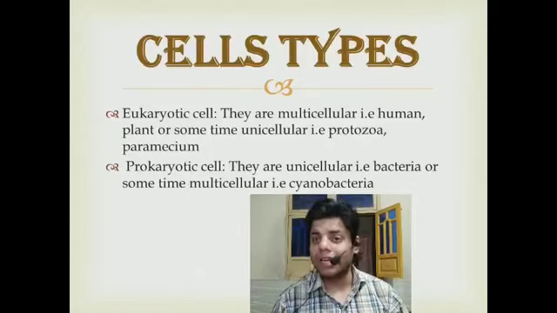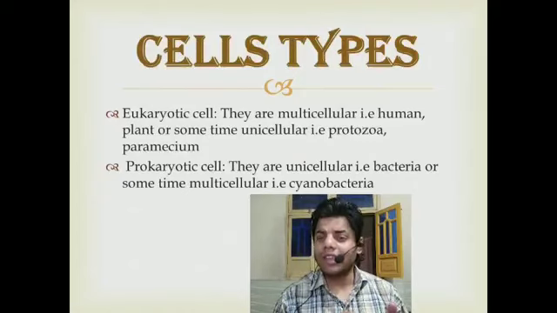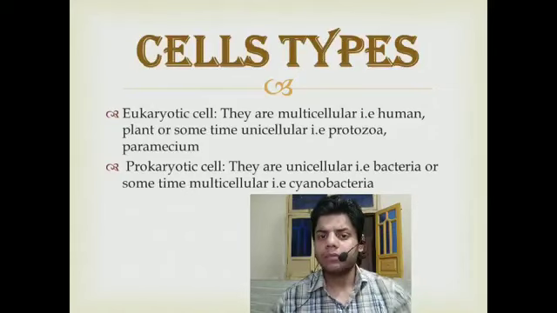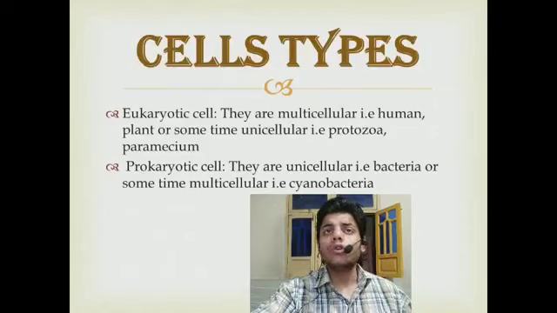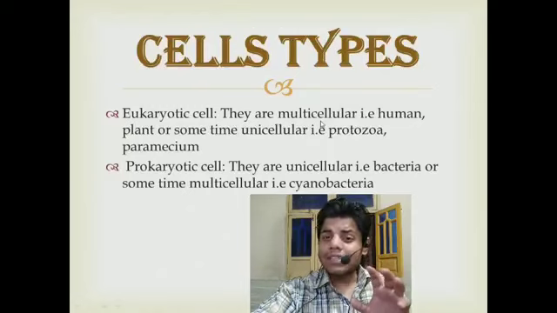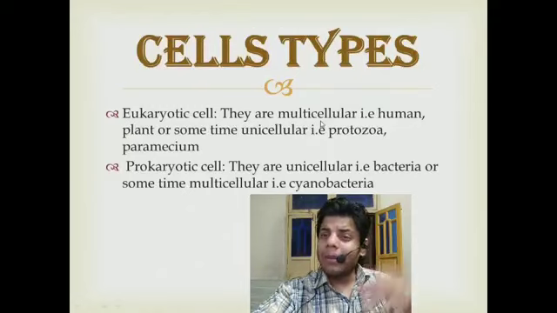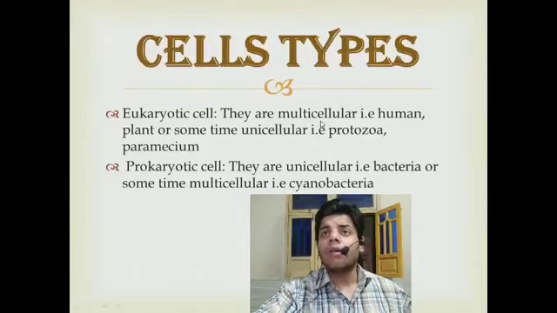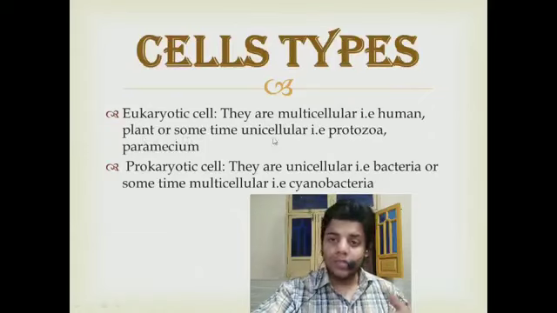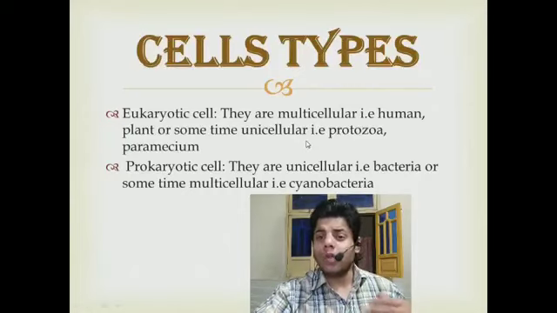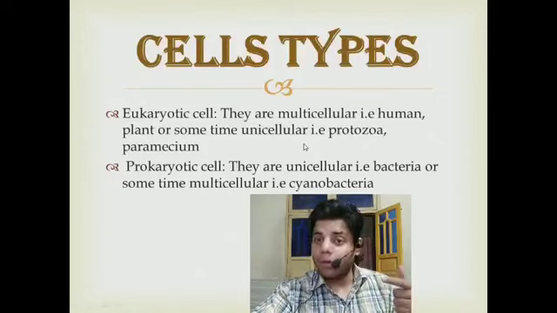Now then we have the cell types. What type of cells are eukaryotic and what type are prokaryotic? Okay, so eukaryotic cells are usually multicellular, meaning they make multicellular organisms. For example, we have plants and humans. Let's take me as an example. I am a human being, so I am multicellular. Okay, so I'm made up of eukaryotic cells.